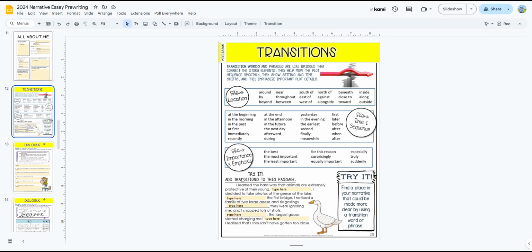Down here at the very bottom, it says try it, add transitions to this passage. So what I want you to do is read through the passage, type in the text box, one of these transition words for each text box that you think would work really well for this little story. And then once we get writing, we are going to make sure we find places in our narrative that could be made more clear by using a transition word or phrase.